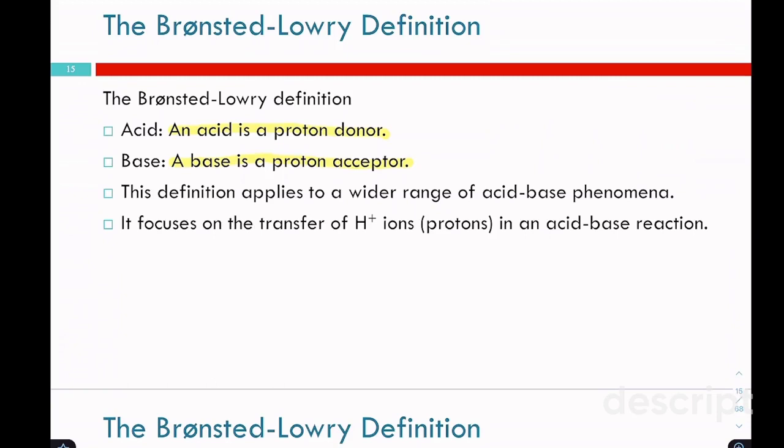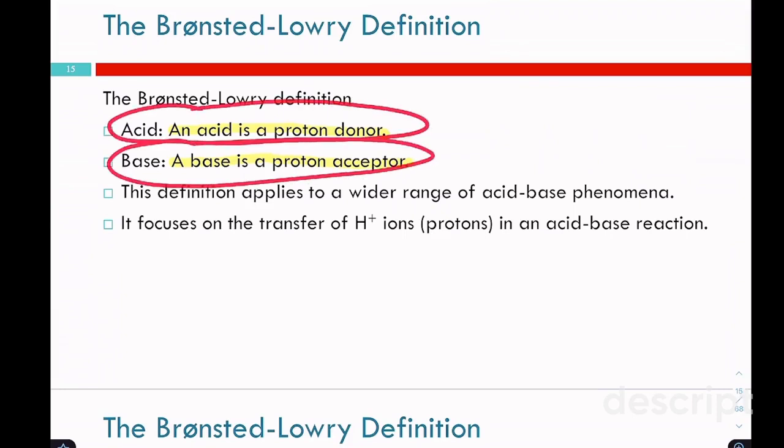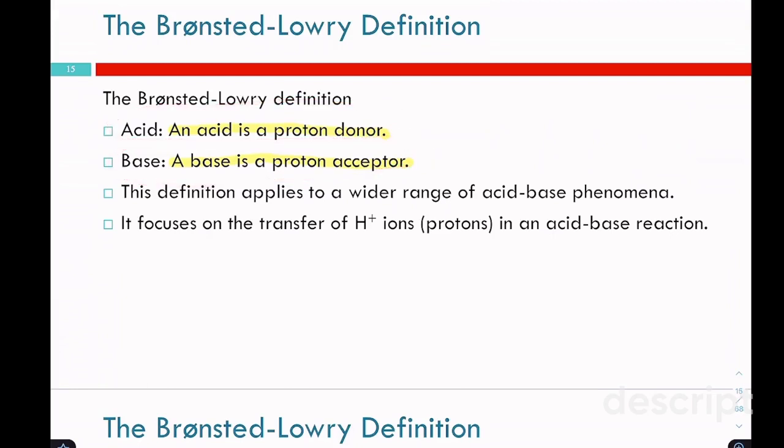The Bronsted-Lowry definition changes the perspective to just look at where protons are going. If something is accepting protons, then it's a base. If something donates protons, then it's an acid. So it doesn't contradict the Arrhenius definition, but it sort of expands on it.